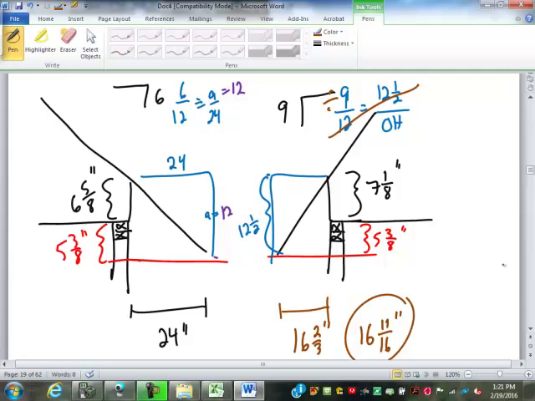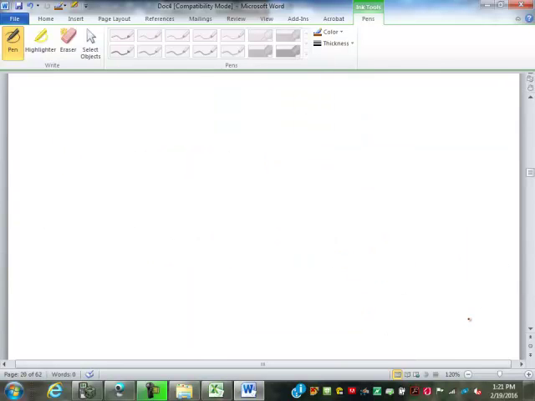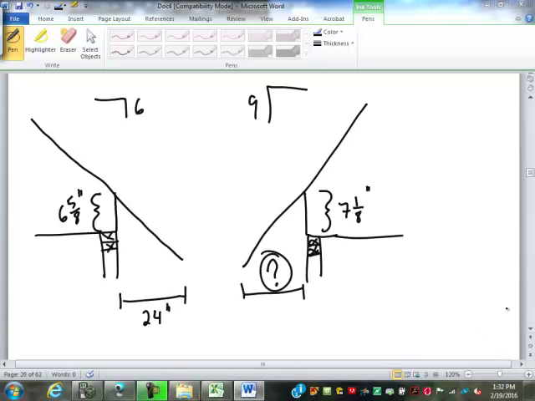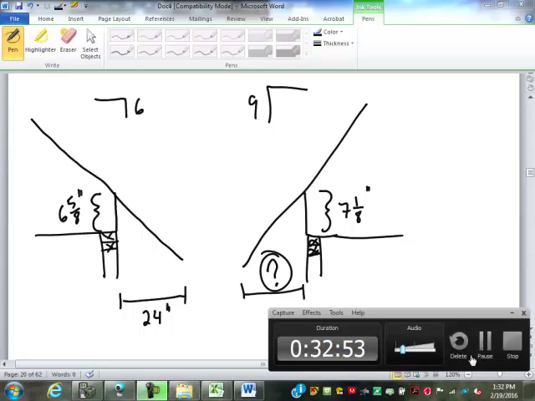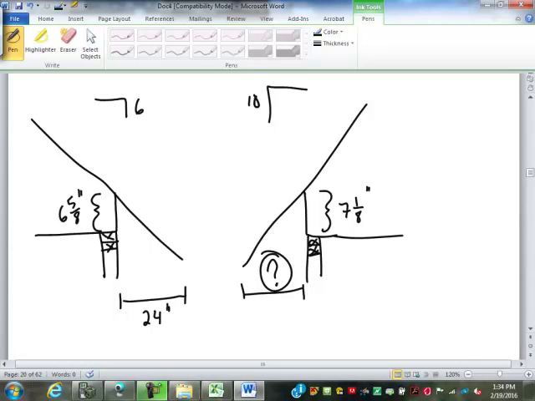We're going to take a break, and then you guys are going to come back in, and you're going to try one like that. Okay, so in your notes, try to find the overhang required to match these fascias. So there you go. We'll change that to a 10-12 slope. Find it. Okay, so let's see where we're at.